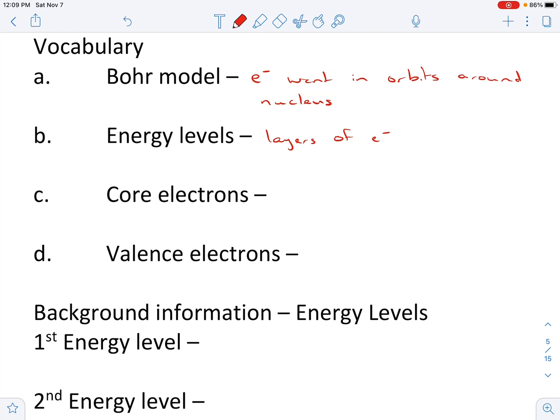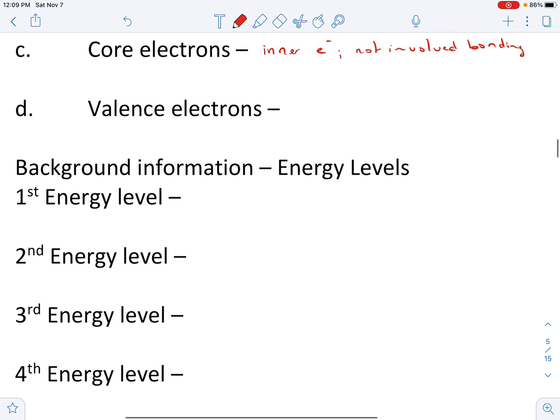Our core electrons are our electrons not on the outside. So these are our inner electrons. All right? Not involved in bonding. They do have a purpose, and we'll see that at the end of this unit, but their purpose right now is they're not involved in bonding, so we don't care too much about them right now.